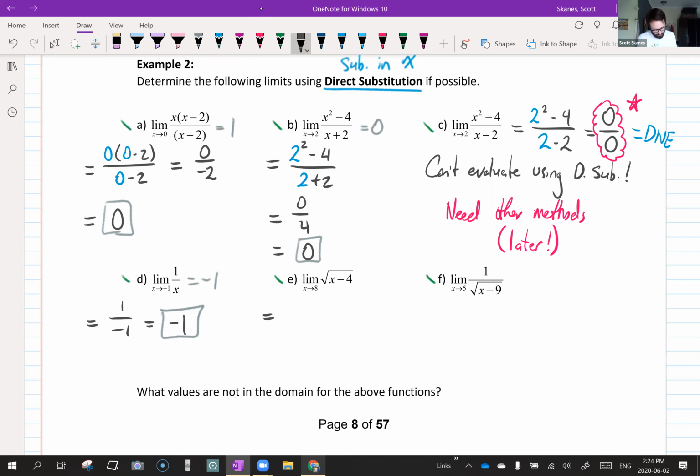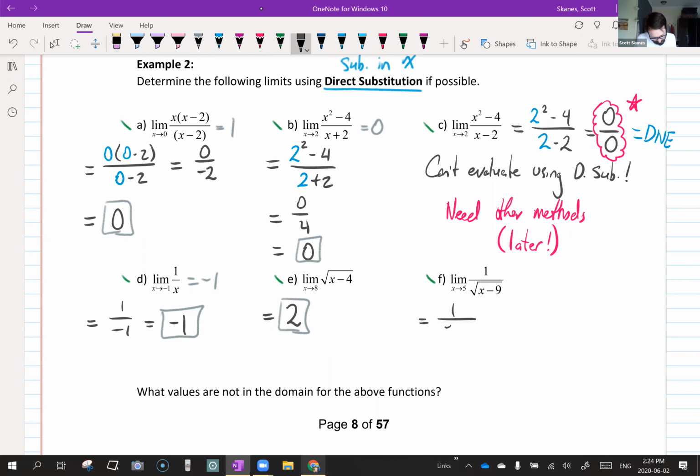Put an 8 in. 8 minus 4. Square root of 8 minus 4 is just 2. Okay, it's 8 minus 4, which is 4. Square root of 4 is 2. That's fine. And then the last one, let's see.